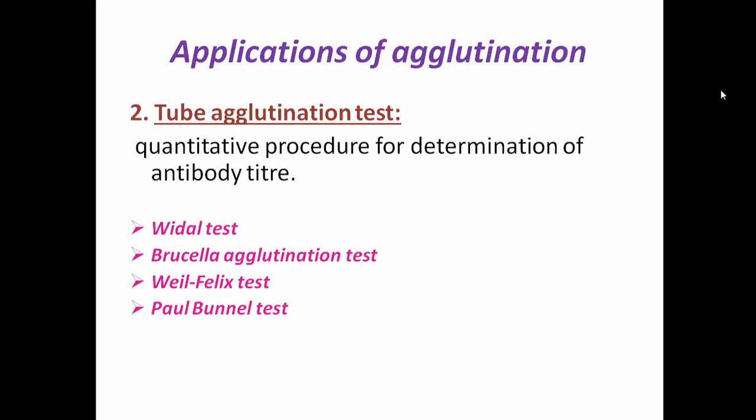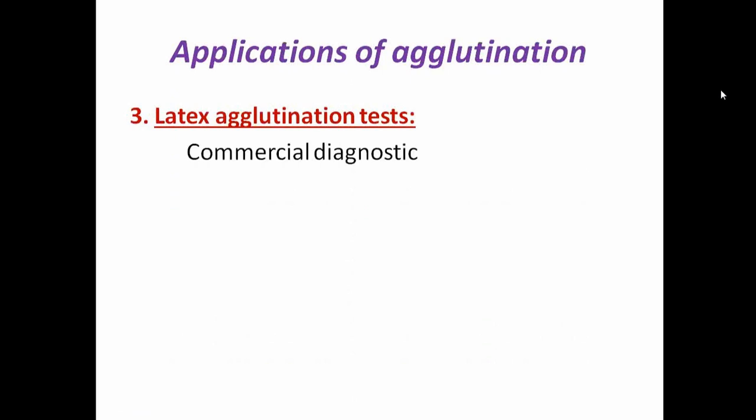Then we have the latex agglutination test, which is using latex as a particulate antigen, and most of the commercial diagnostic kits are having this principle. Examples for this latex agglutination test are: first one CRP or the C-reactive protein test, second is the RA or the rheumatoid arthritis test, and the third one is the ASO or anti-streptolysin O test.